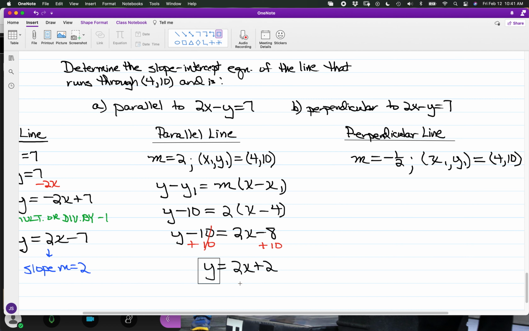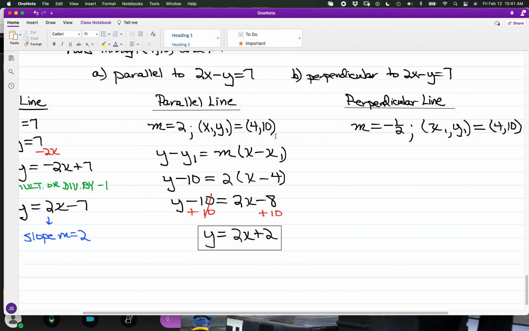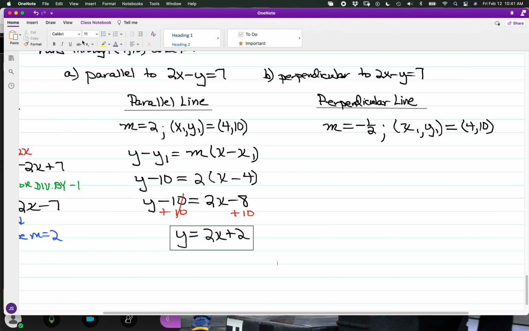Again, we have the slope at 2, and for y equals 2x plus 2, y is at 10 for this point, and I want the right hand side of the equation to also be at 10. So 2 times x, which we have at 4, is going to be 8. 8 plus 2 is equal to 10. Okay, now for the perpendicular line.